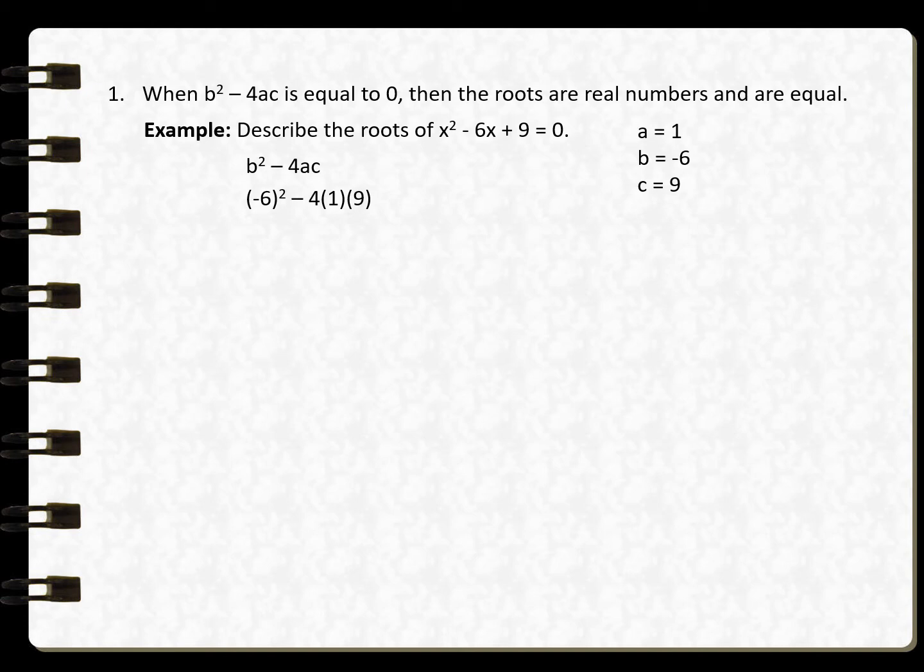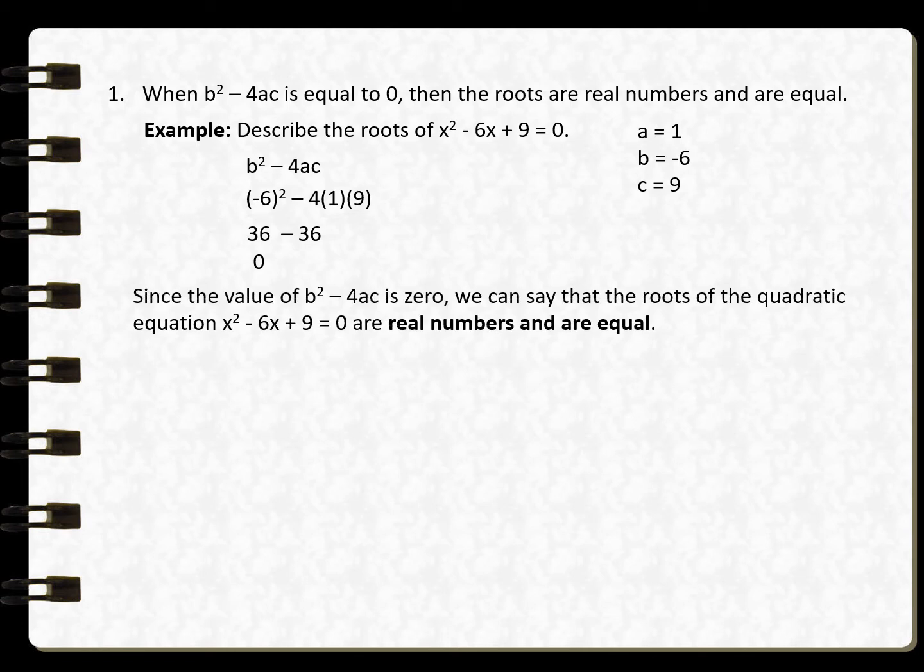So simplify natin ang negative 6 squared, that gives us 36. Minus 4 times 1 times 9, that is also 36. 36 minus 36, that is 0. So since the value of b squared minus 4ac is 0, we can say that the roots of a quadratic equation x squared minus 6x plus 9 is equal to 0 are real numbers and are equal. Kapag 0 ang nakuha natin, ang sagot is real numbers and they are equal.